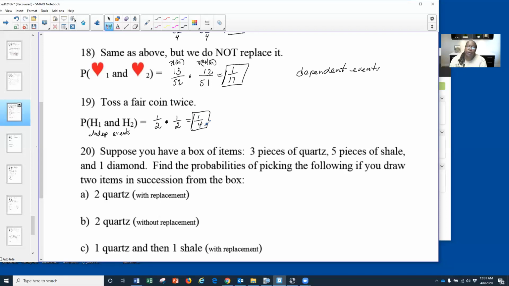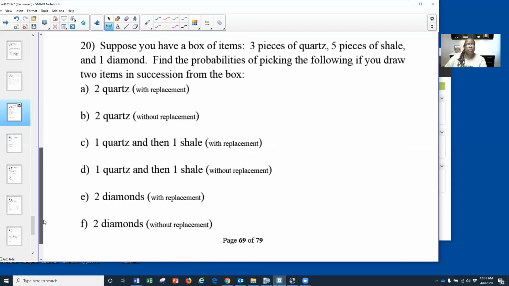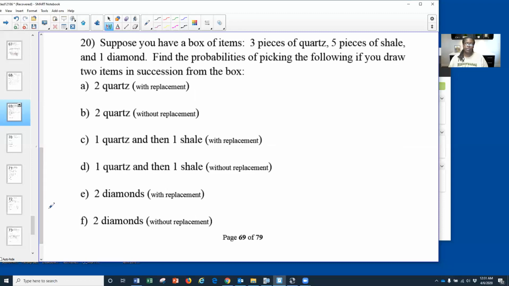Is everybody okay? All right? So think about what they're giving us. Think about what's happening. Here we are, number 20. Suppose you have a box of items, 3 pieces of quartz, 5 pieces of shell, and 1 diamond. Find the probability of picking the following if you draw 2 items in succession from the box.